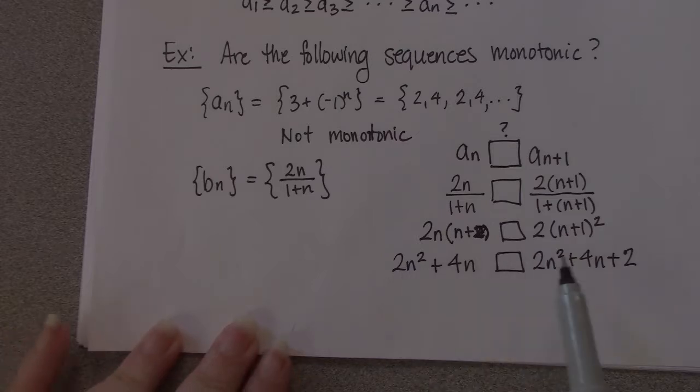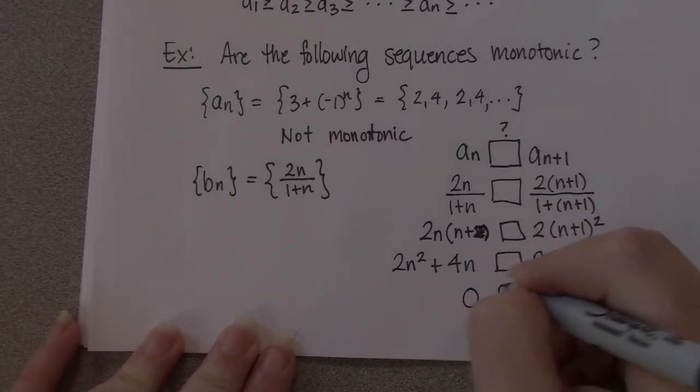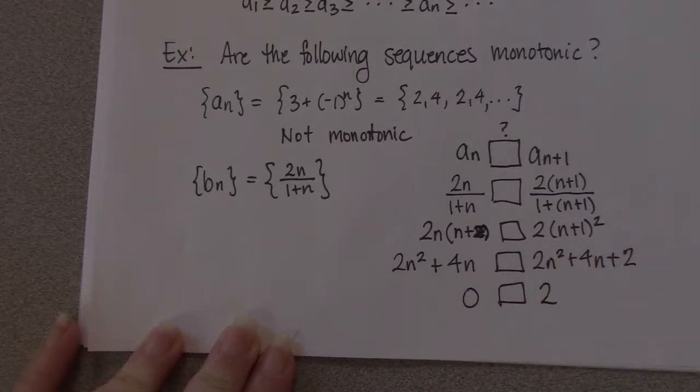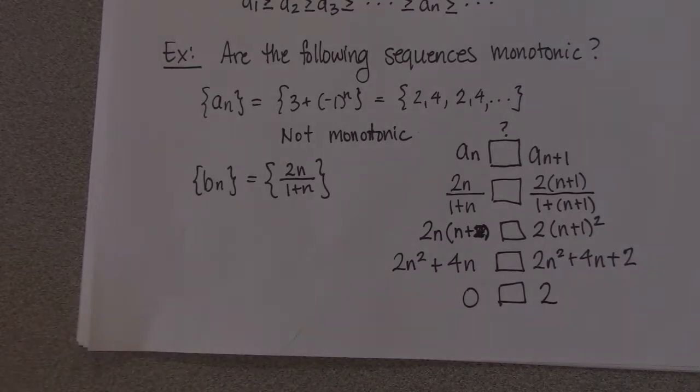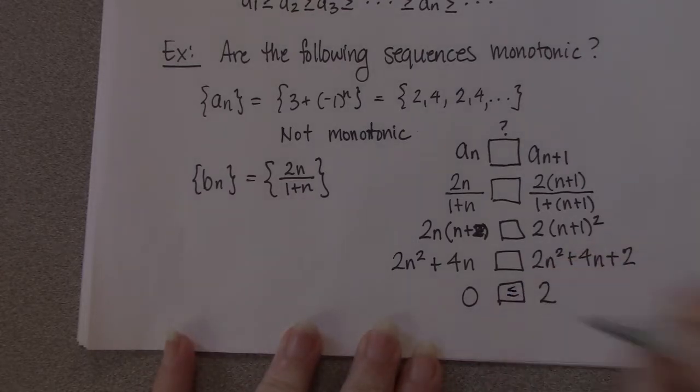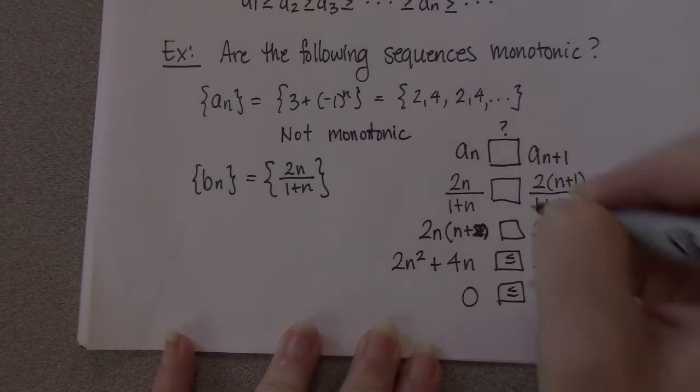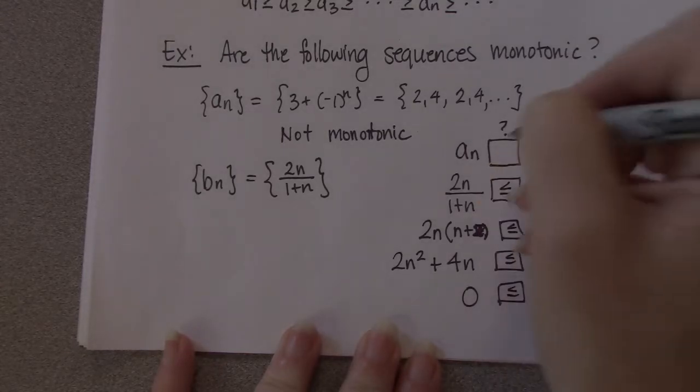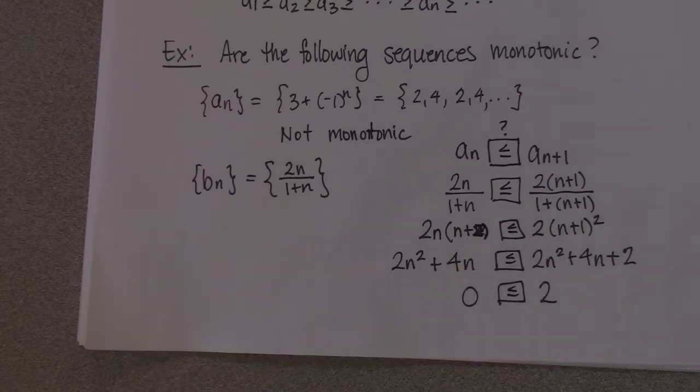Well, I have a 2n squared and a 2n squared, so I can subtract that from both sides. I have a 4n and a 4n. I can subtract that from both sides. So basically now what I have is 0 on the left and 2 on the right. That's a very clear picture of what's going on. So I think we're all cool with the fact that 0 is less than or equal to 2. And since I didn't do anything that would have required me to flip the sign, I can backfill and see that a sub n plus 1 will be bigger than a sub n, and this sequence is monotonic increasing.